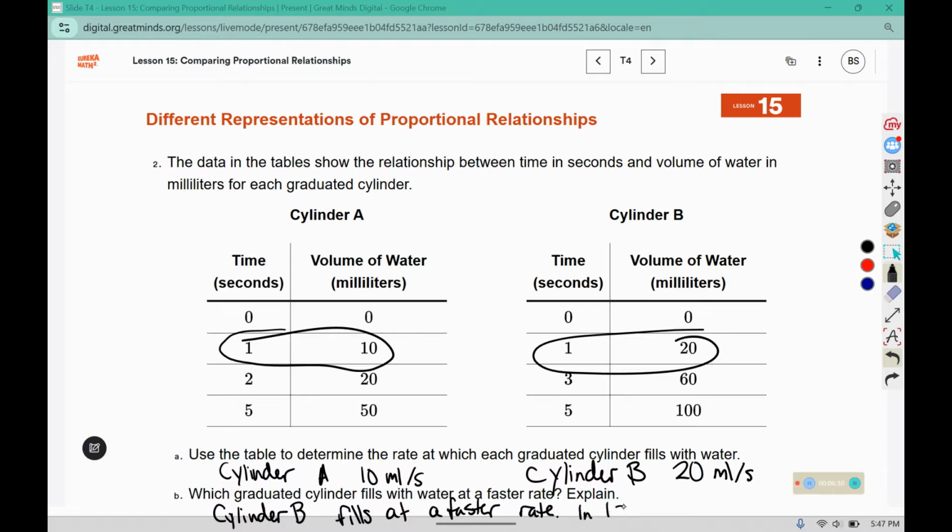Because in 1 second, it already has an additional 10 milliliters more than cylinder A.